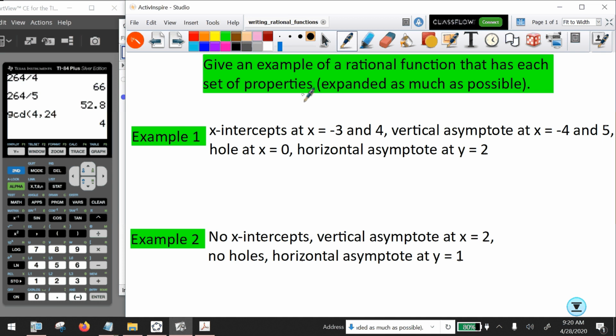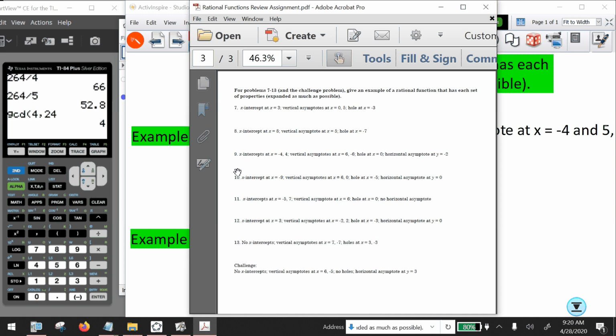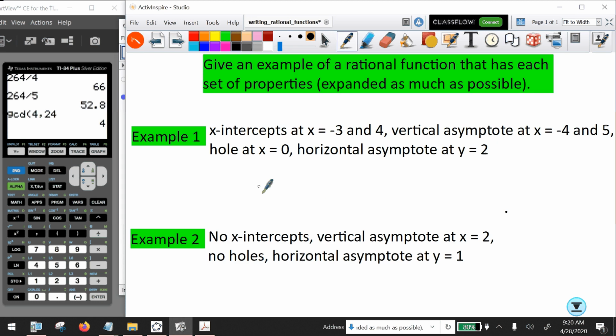Hi everybody. The purpose of this video is to help you on questions 7 through 13 of your homework and also the challenge question. In these questions we're asked to write a rational function with the given properties, and we're going to go through two examples here. The first example is a little easier than the second. The second one's sort of like the challenge problem.